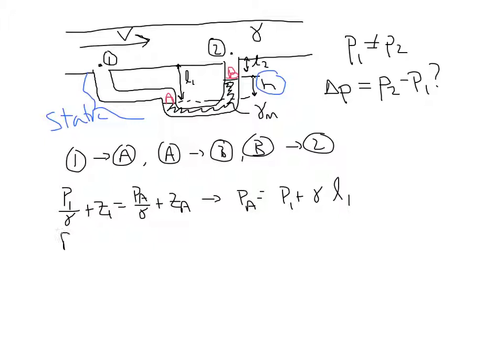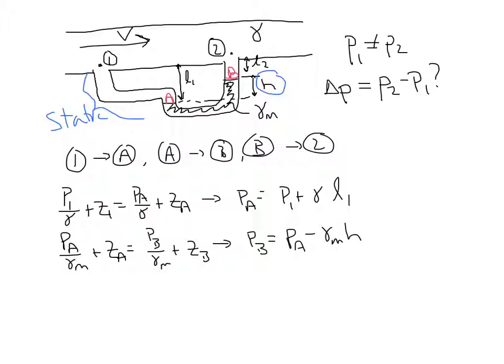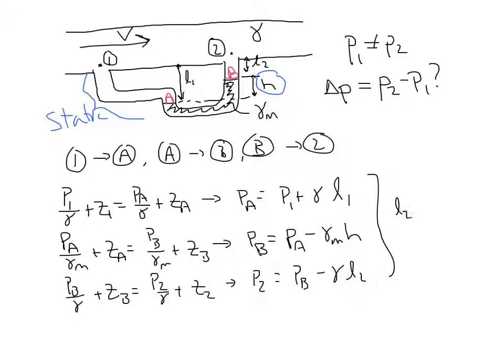Then we go from A to B. So PA over gamma M plus ZA is equal to PB over gamma M plus ZB, which means that PB is equal to PA now minus gamma M times H. Minus sign represents the fact that we're going up in elevation from A to B. Finally, we go from B to 2, so we have PB over gamma plus ZB is equal to P2 over gamma plus Z2, which means P2 is equal to PB minus gamma L2.